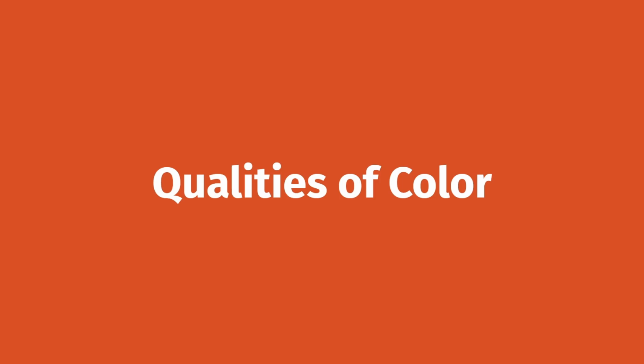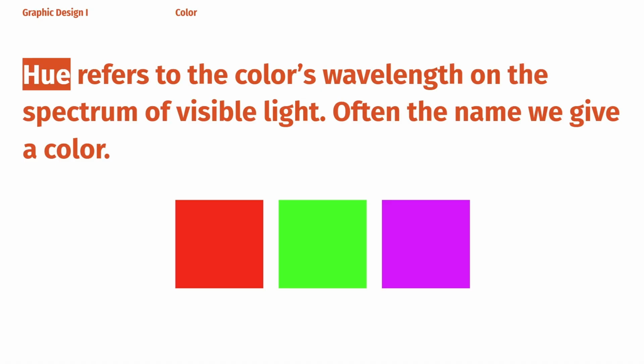A couple of brief definitions that will be helpful for things like critique as we're talking about color. The hue refers to the color's wavelength on the light spectrum. Oftentimes, hue is what we are naming when we talk about color. So, like I would call these red, green, and purple or magenta. But that name is actually only one aspect of these colors. That is the hue or the wavelength of them.